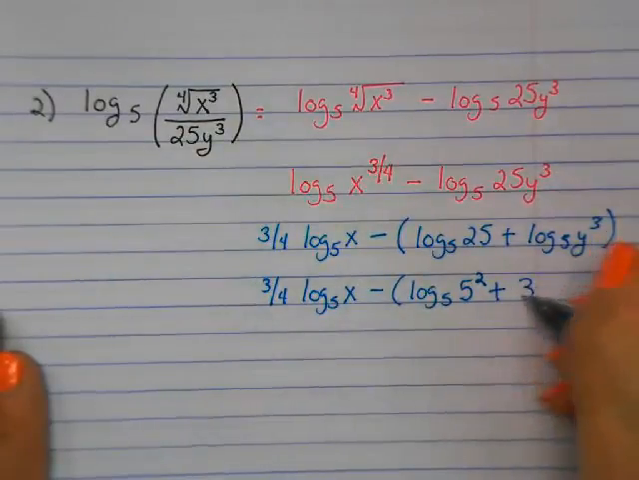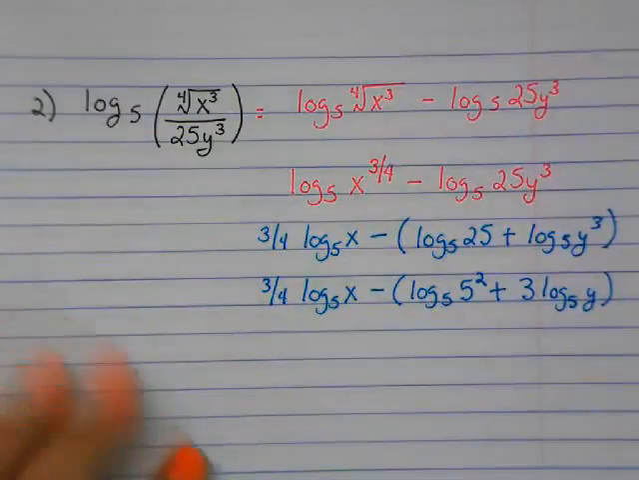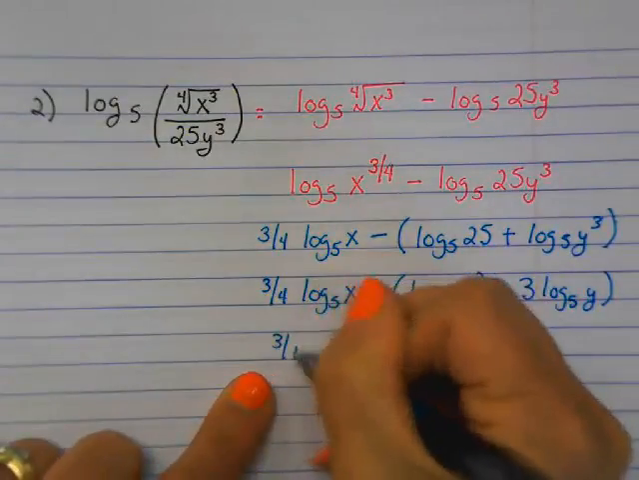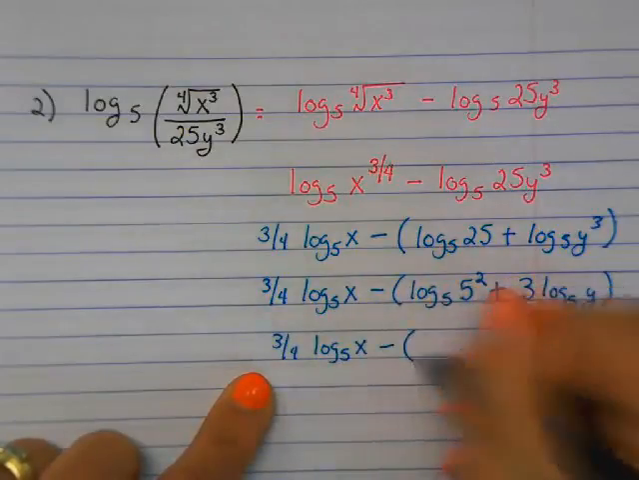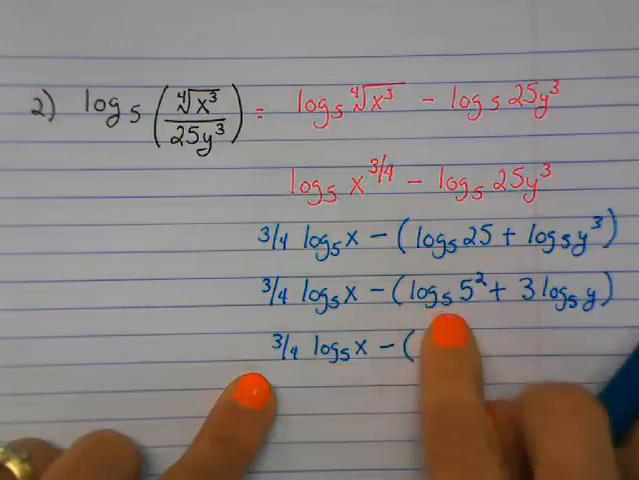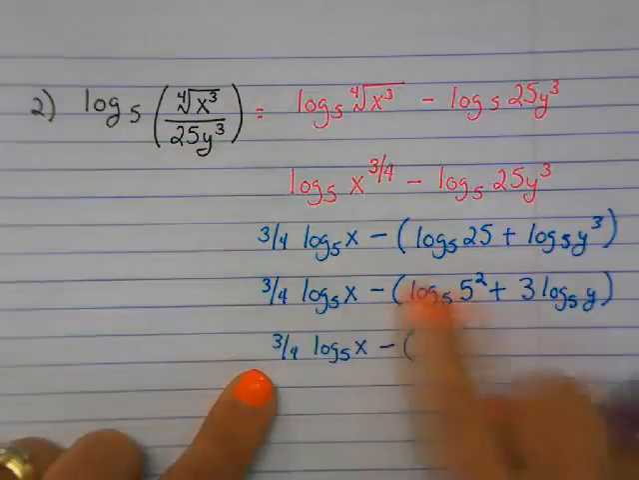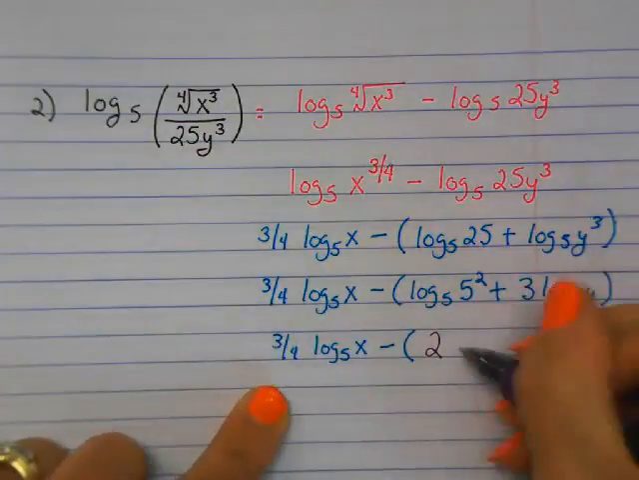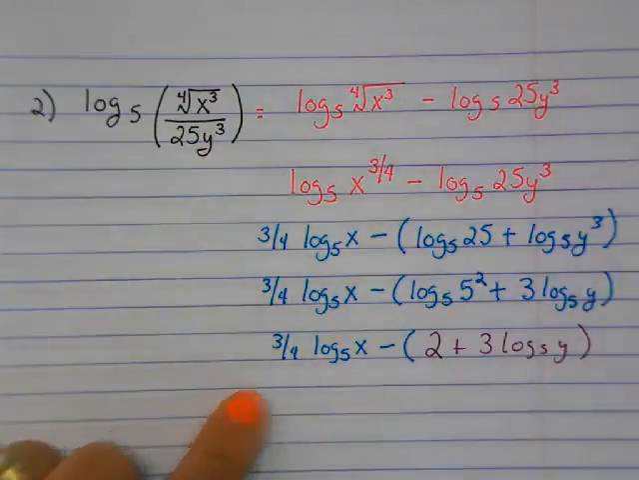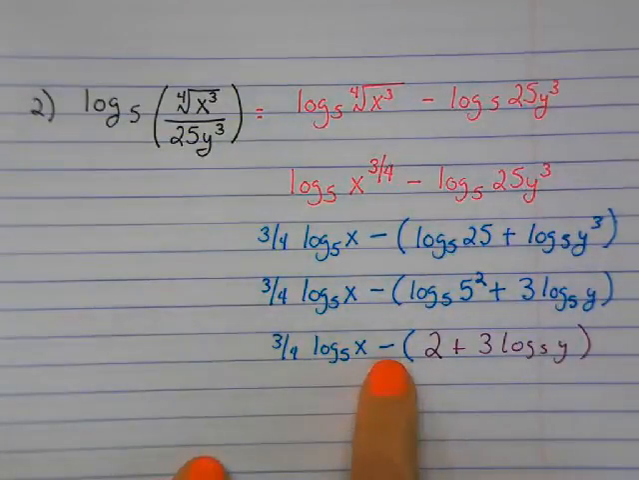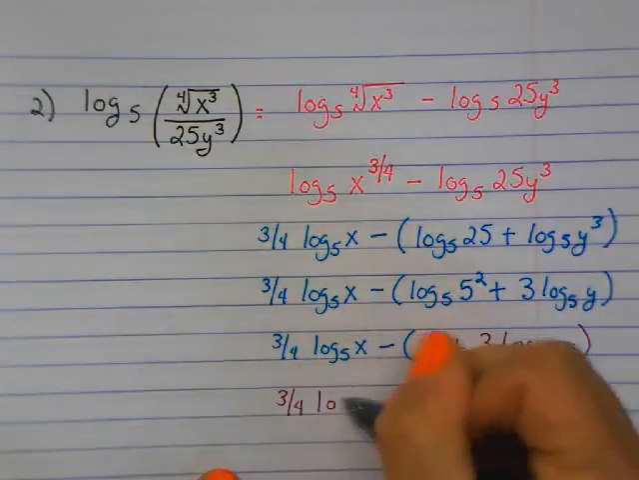Alright, we're almost there. And again, for some of you this might be painstakingly slow, so feel free to adjust as you need. What happens when I do log base 5 of 5 squared? I'm hoping you realize that all this is going to go away, and you're going to be left with 2 plus 3 log base 5 of y. Alright, and the last thing I need you to do is take this minus and distribute it through the parentheses. So my final answer is 3/4 log base 5 of x minus 2 minus 3 log base 5 of y.